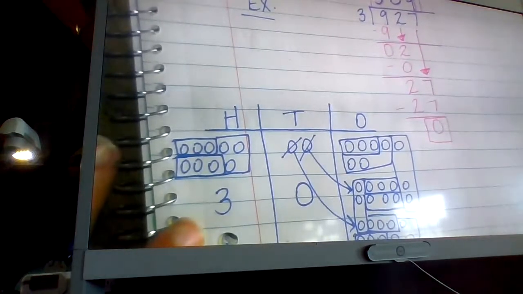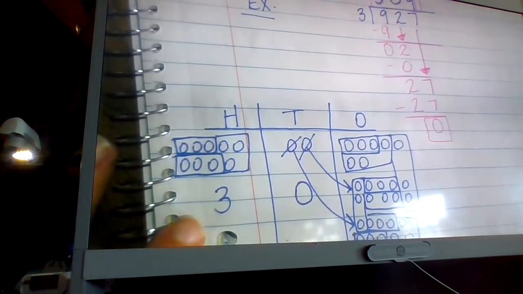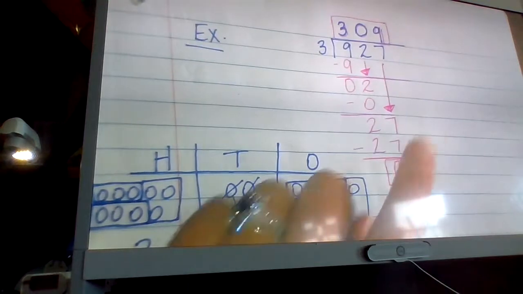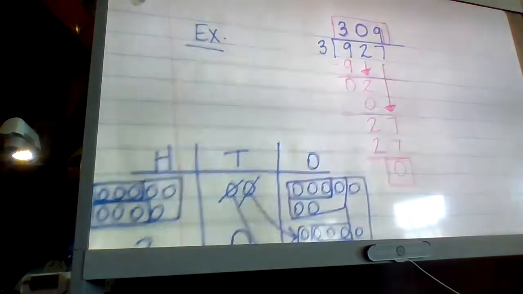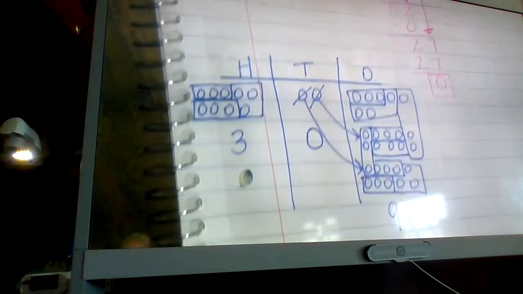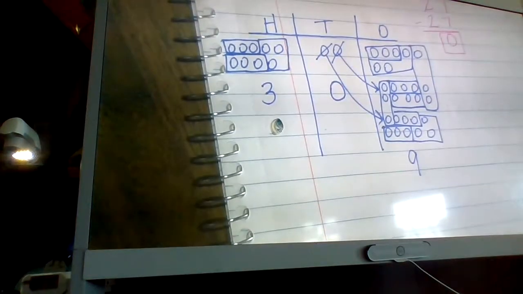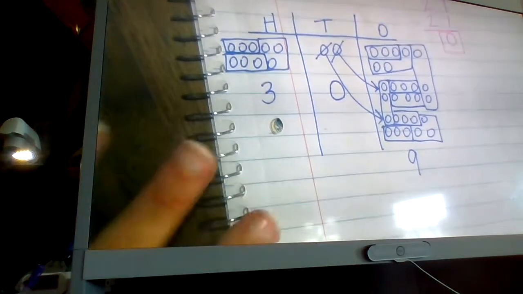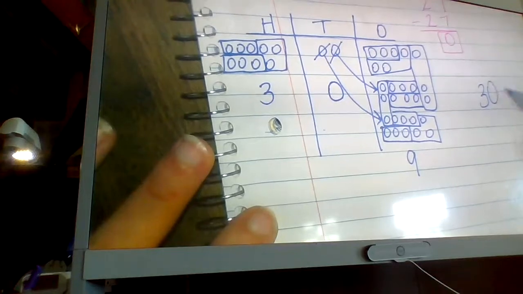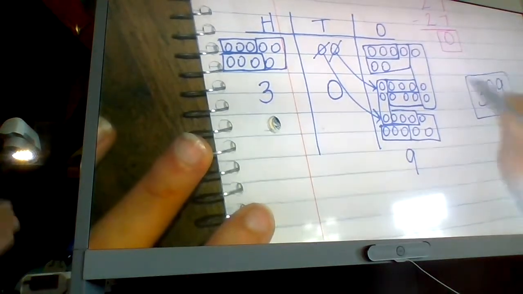So either way you solve this division problem, whether it's a standard algorithm or a place value chart, the quotient is still the same. The quotient is still 309 with no remainder.